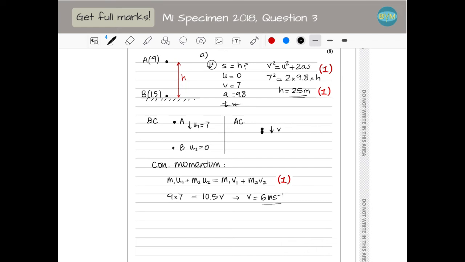And we are going to use that. And this is a second mark for this part of the question. So they are not asking you this velocity, but you need to find it. Otherwise, you cannot do the rest of the question. So you have one more mark here.